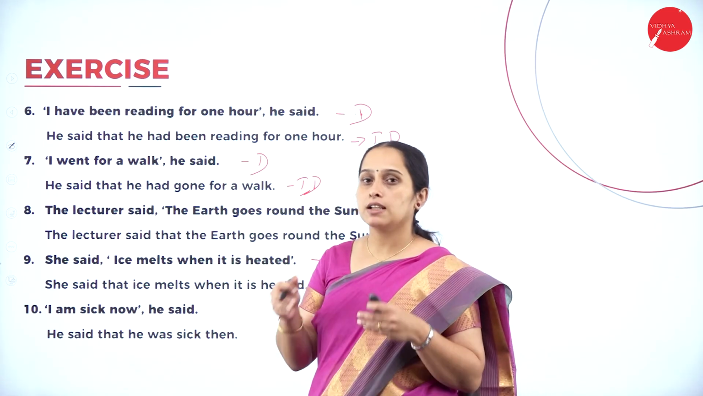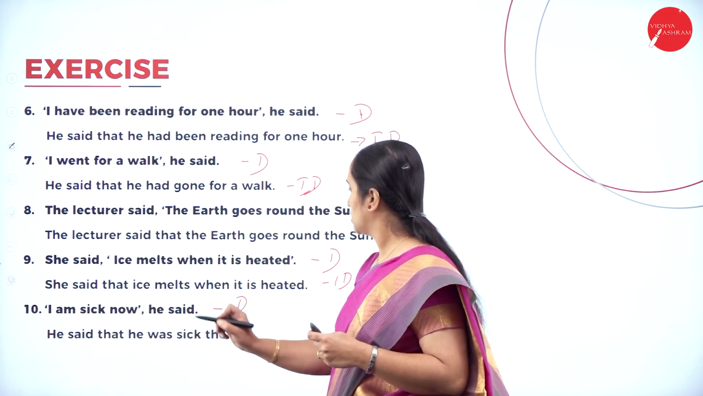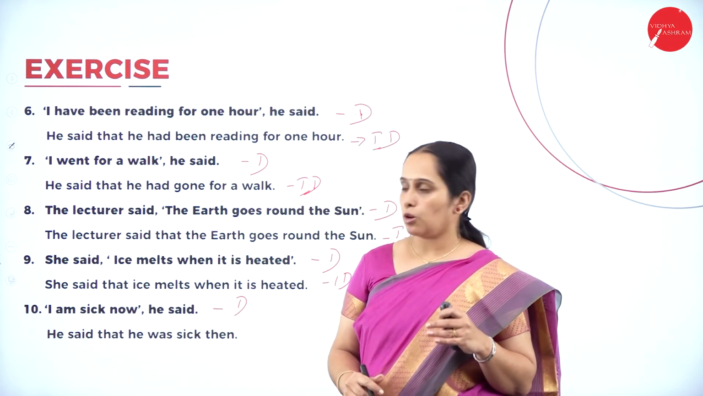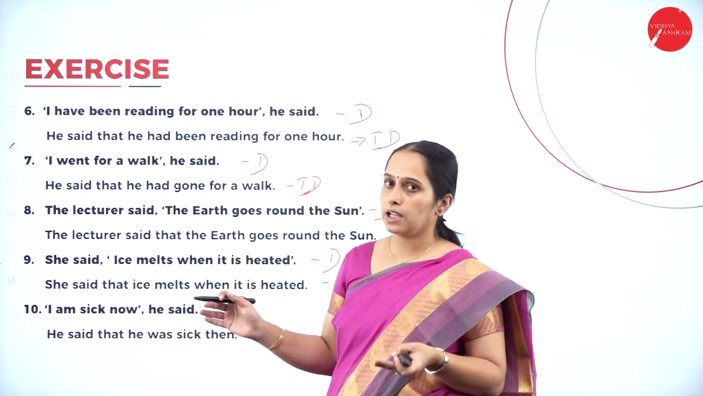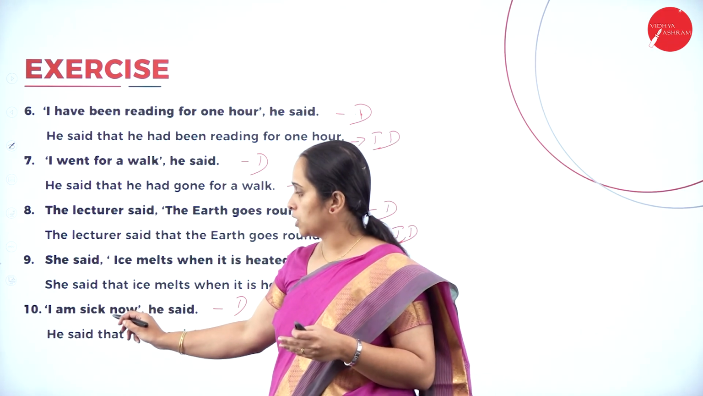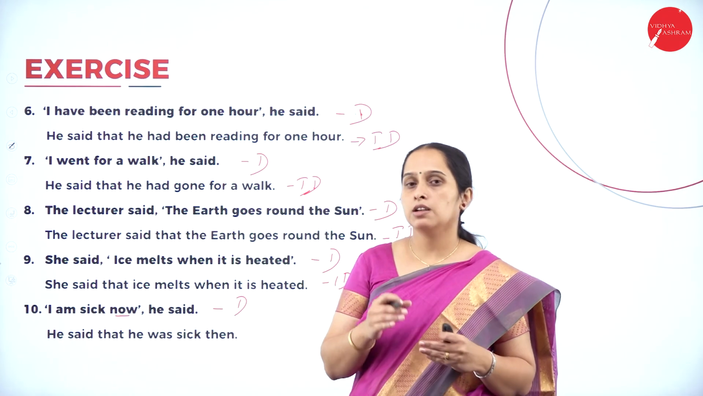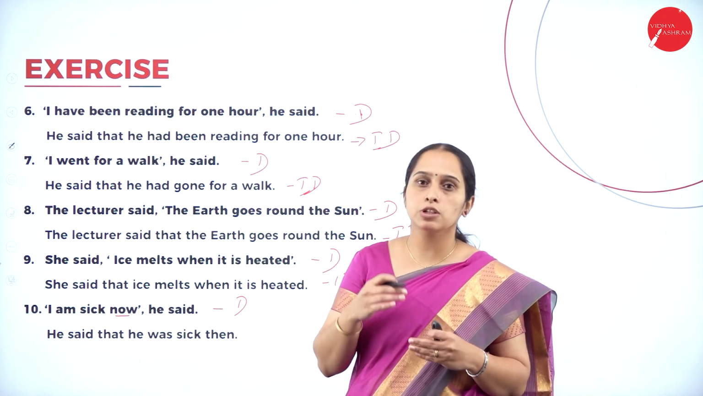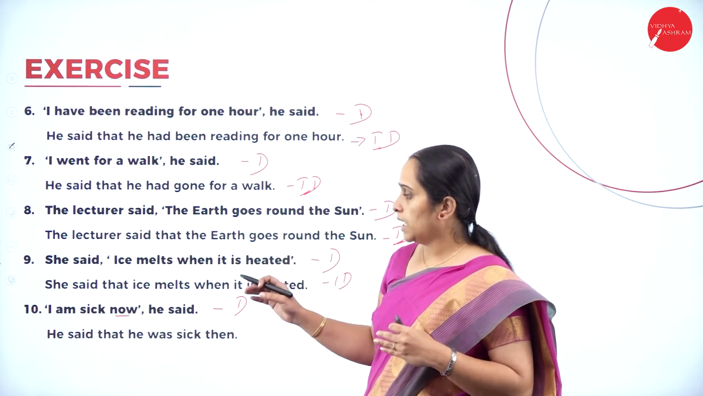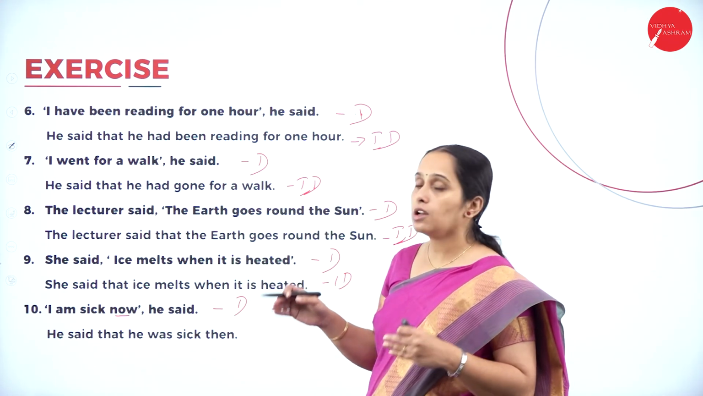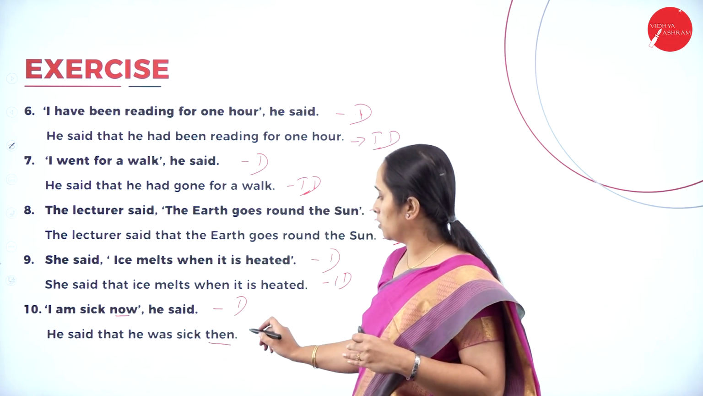"I am sick now," he said. Okay, so this is direct speech. Here you have to note that I have already informed you that when there is "now," this is nearness. When we change that into indirect speech, it should be changed into a word which indicates distance. So, he said that he was sick then. Okay. So, here you have to note down this.